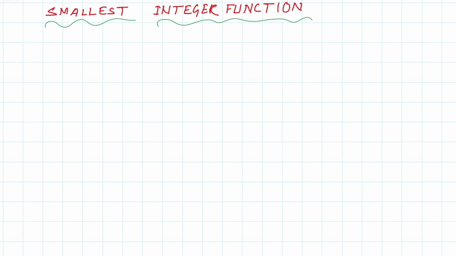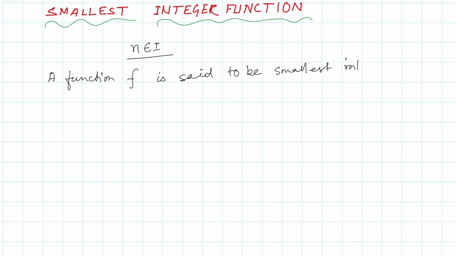So let us discuss the smallest integer function. Suppose we have an integer n, that belongs to I. So now you see a function f is said to be the smallest integer function, also known as the ceiling function. Okay, this is also known as the ceiling function.